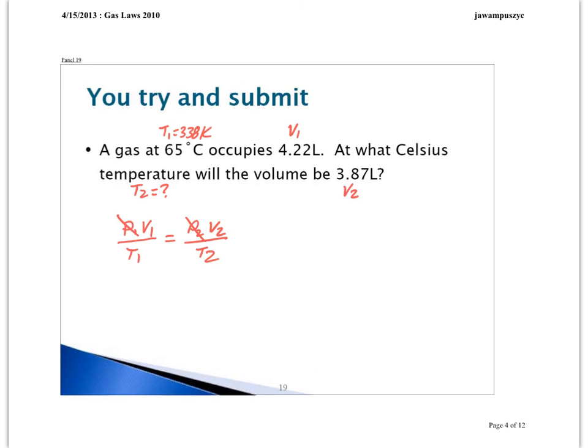For this problem, we're holding pressure constant, so the pressure cancels out again. Notice that this problem actually asks for the temperature in Celsius. So when we get the final answer for T2, we're going to have to convert it back into Celsius by subtracting out 273.